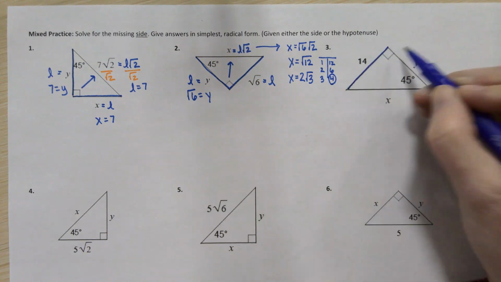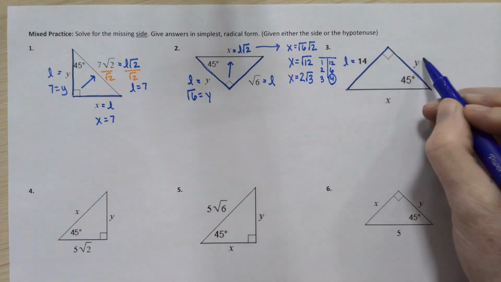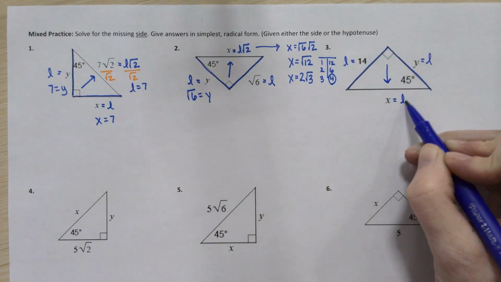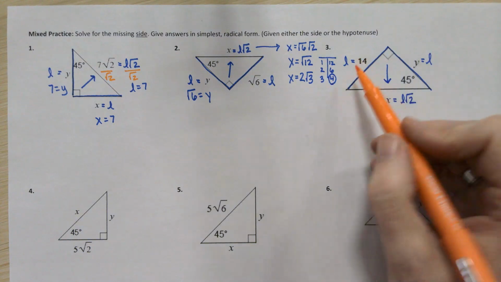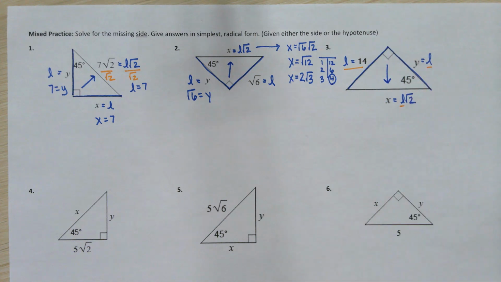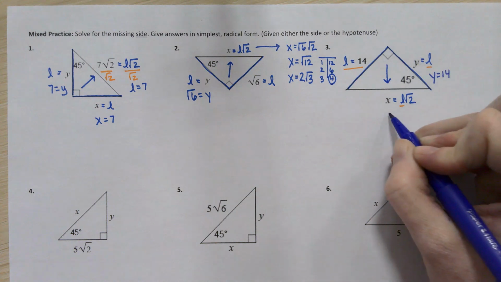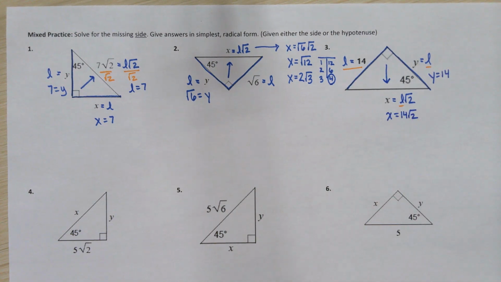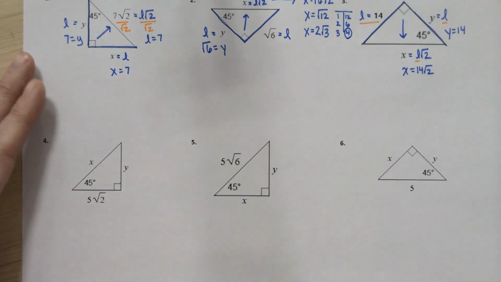Example 3, we've got 45, 45, 90 again, so the two legs are both equal to L. The hypotenuse across from the 90-degree angle is going to be L times root 2. I can see what L is equal to right here, so everywhere I see an L, I'm going to replace it with a 14. Y equals 14, and x equals 14 root 2. All right, last three for today.